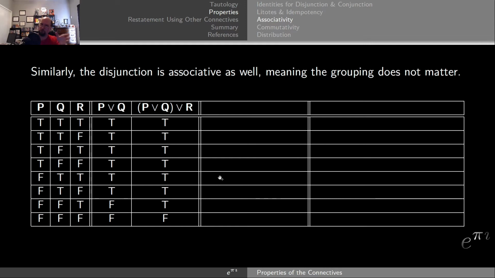But for now, let's regroup this and see what happens then. I'm going to have Q disjunction with R, and then I'm going to take the result and disjunction on the left by P and see what happens there. So what's happening here, again, a single true is enough to make it true.